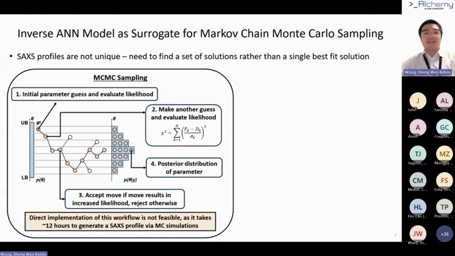So basically how this sampling technique works is that we first start by making an initial guess of the parameters, and then we evaluate the likelihood of this pair of parameters being the desired solution by putting these parameters into the Monte Carlo simulations and then obtaining the corresponding SAXS profile, and then we evaluate the likelihood using the chi-square function. Then we take a random walk and evaluate the likelihood of the new pair of parameters, and we accept this move if the step results in an increase in the likelihood. Otherwise, we reject the move. And if you do enough of these random walks, you can eventually get the posterior distribution of the parameters.